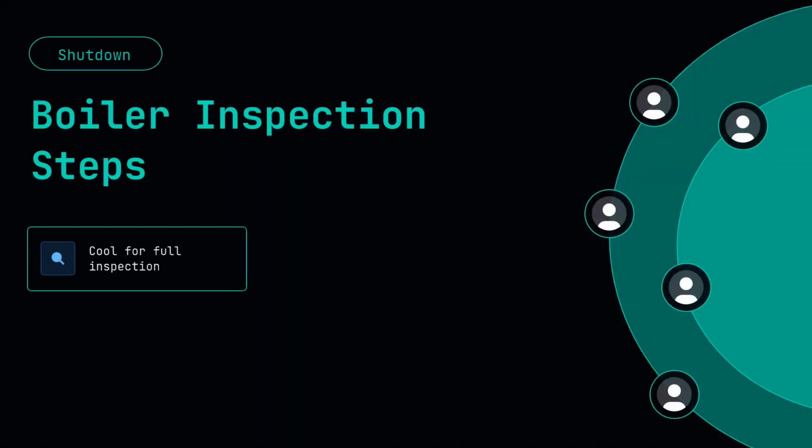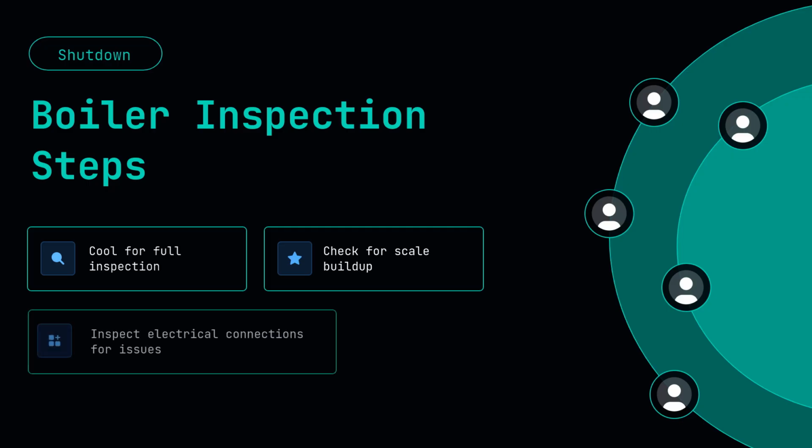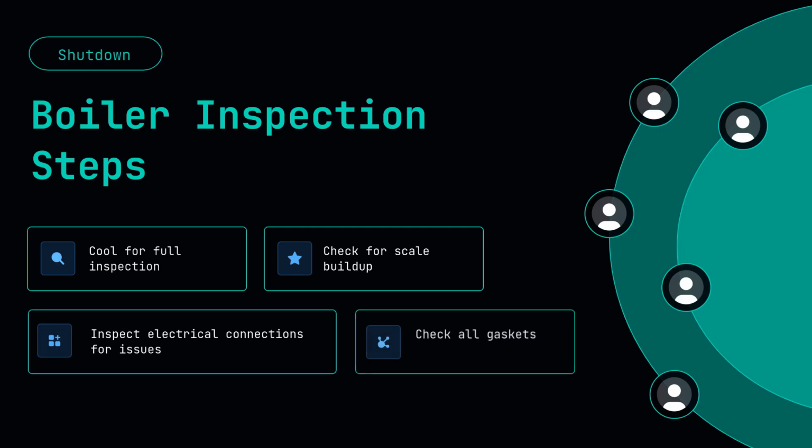Shut down the boiler and allow cooling for full inspection. Examine the interior for scale buildup or damage. Inspect all electrical connections for loose wires or corrosion. Examine gaskets on all doors and covers. Calibrate pressure and temperature gauges for accuracy.